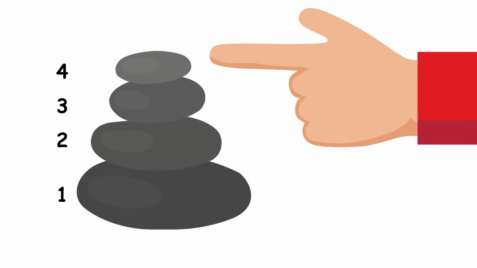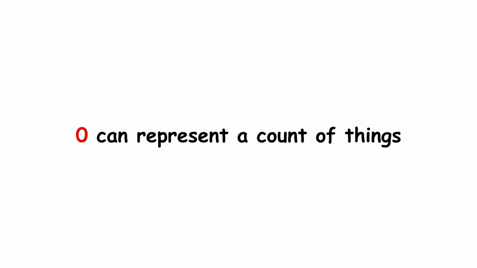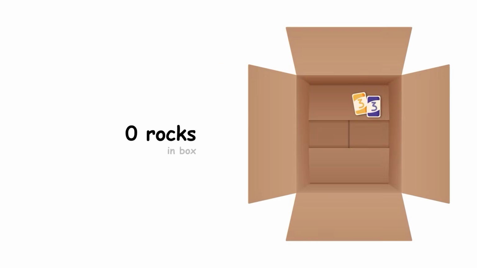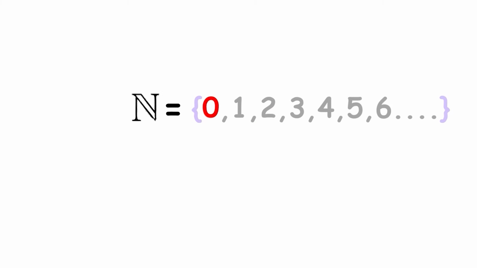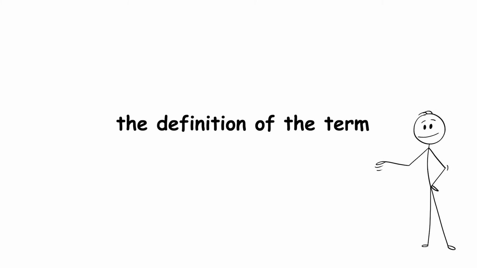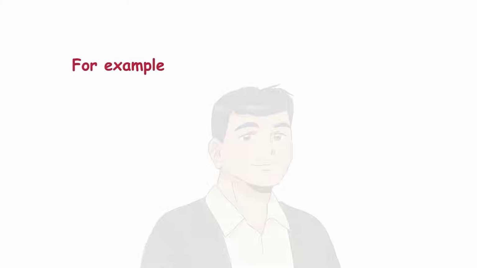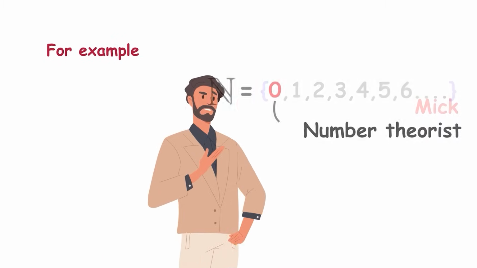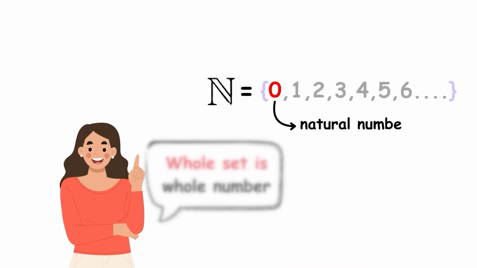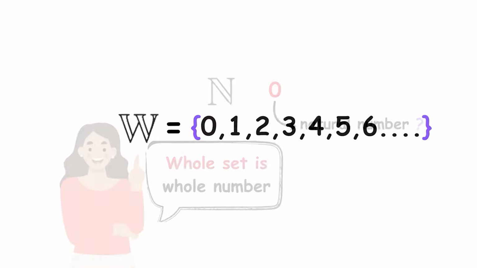Just like any counting number, zero can represent a count of things. Zero rocks, for example. Today, mathematicians accept the validity and usefulness of the number zero. As for whether zero is considered a natural number, this varies based on the definition of the term. For example, a set theorist would likely say that it is, while a number theorist might tell you that it isn't. One might call the natural numbers, including zero, the whole numbers instead.